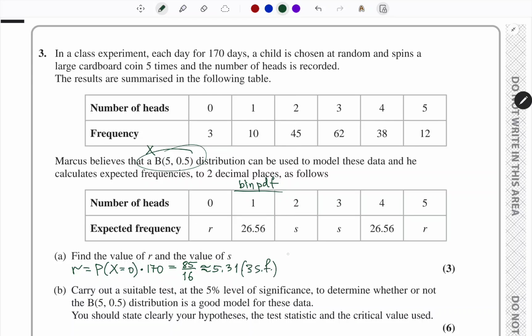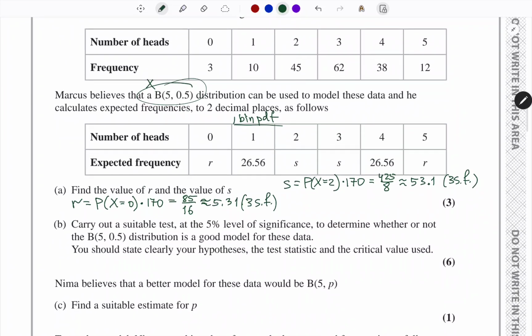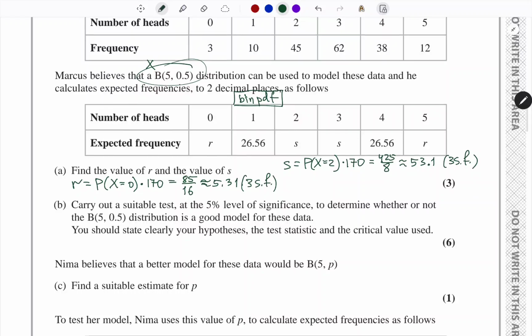Okay, that's R, and now S. It's the probability that X equals 2 or 3. They're identical. So don't forget to use binomial PDF again, and multiply by N, the number of trials. It is 425 over 8, or 53.1 to three significant figures. So it's calculator work, but I pointed out the subtle moments you have to pay attention to.